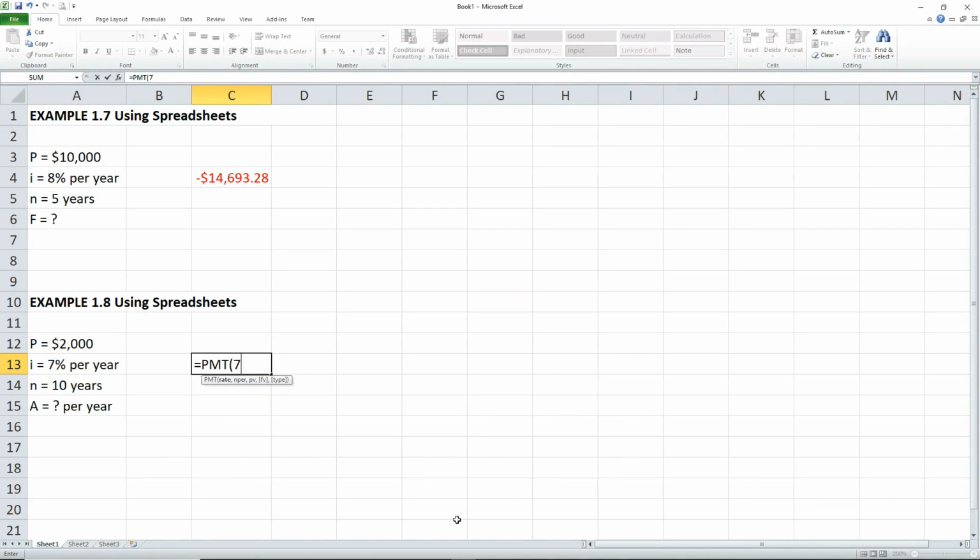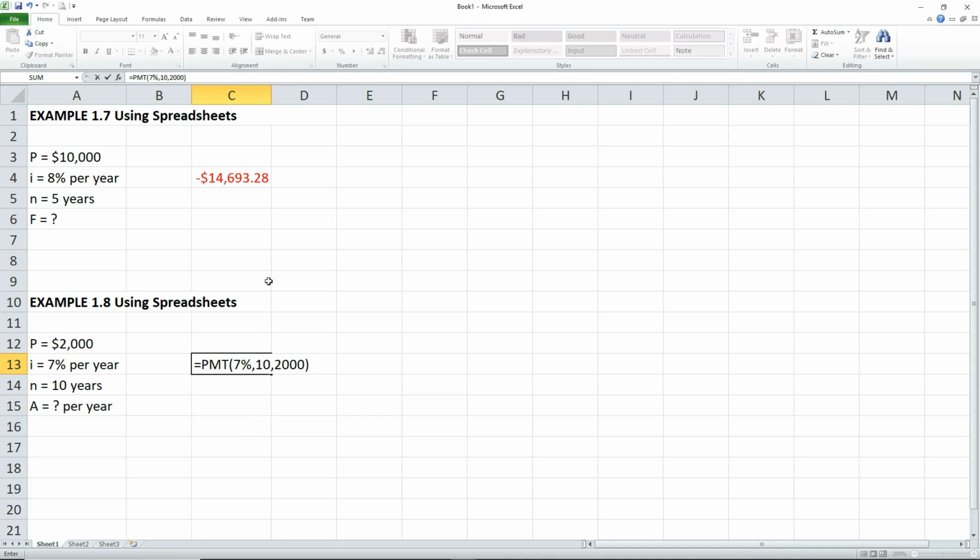We have the rate, 7%, number of periods, 10 years. Present value, we have P, we have 2,000. Remember, no commas for the thousands, so just the 2000, no comma. And then the next one is the future value. Now in this case we do not have an F in the problem, and since it's the last parameter in the formula, we do not need to put the comma, because if we put the comma, it's going to jump into the next one, but we don't want that because we don't have it. So therefore you can just close it like that.